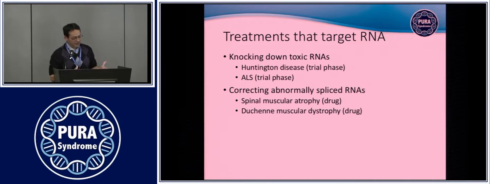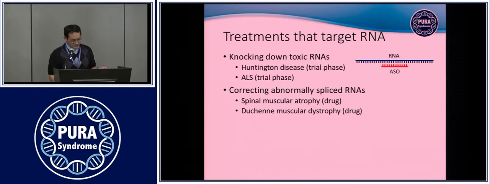Duchenne muscular dystrophy is another disease that sometimes is related to splicing, and there is at least one drug that has been approved. It can correct the splicing and have some effect in the disease, but it's not as dramatic as in spinal muscular atrophy, and that's because the diseases are different and the targets are different, and so it's very individualized treatments. Whether or not this will ever be applicable to Pura, we don't know. But if we can find something, then that would be great.